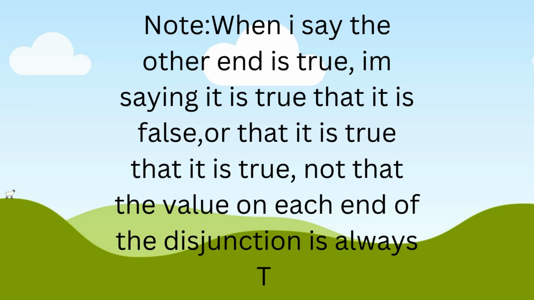Remember that by pairing them together, classical semantics and LEM, we're going to say that it is true that there is a dog on the table, and then the other end of the disjunction is going to be it is false that there is a dog on the table.